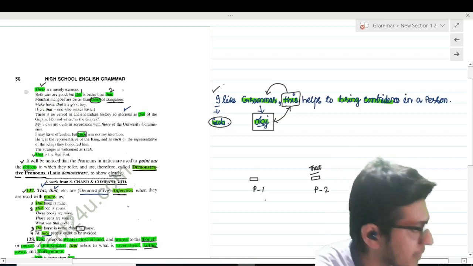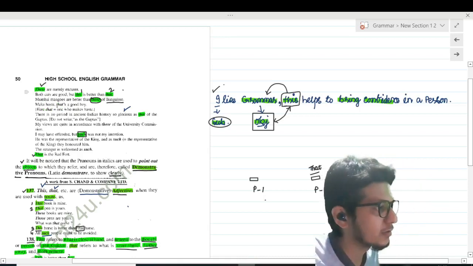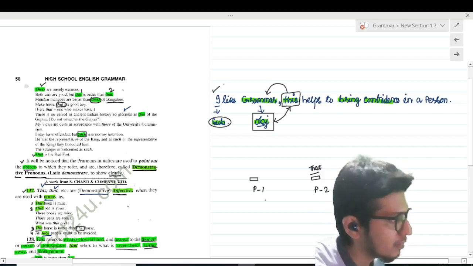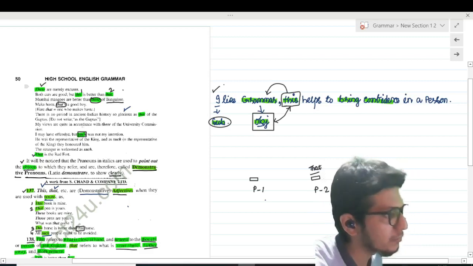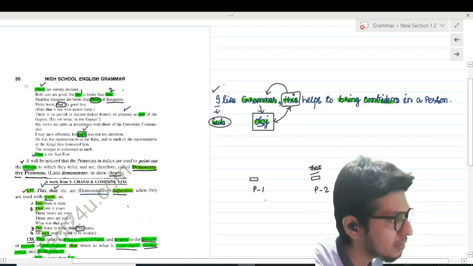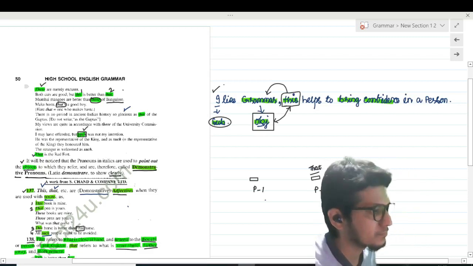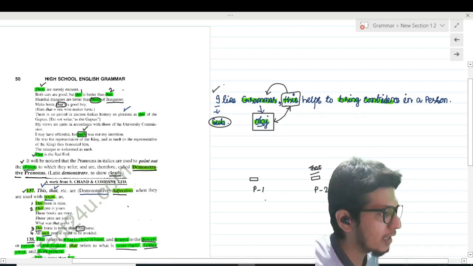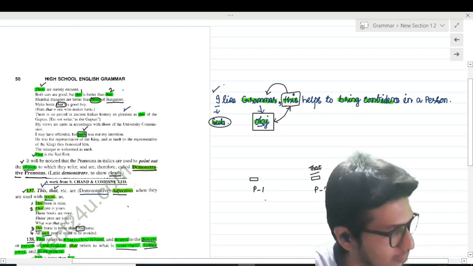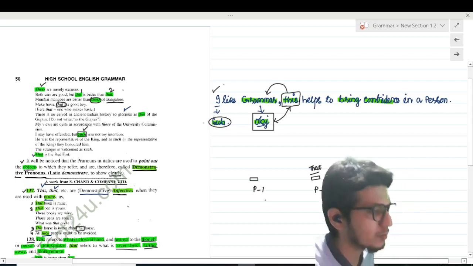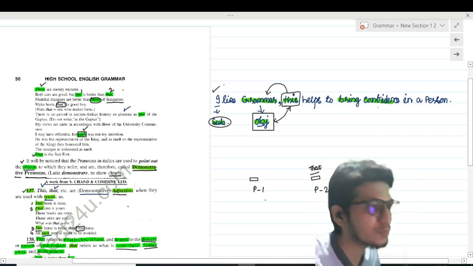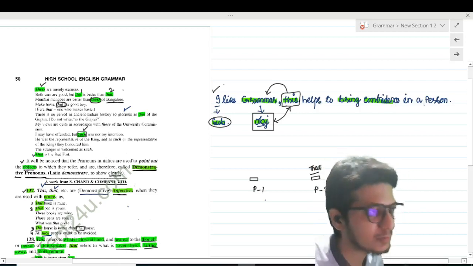Make haste. That's a good boy. Here, that is the demonstrative pronoun. I may have offended, but such was not my intention. Here, such is the demonstrative pronoun. That is the Red Fort. Here, that is the demonstrative pronoun. I like grammar. This helps to bring confidence in a person.